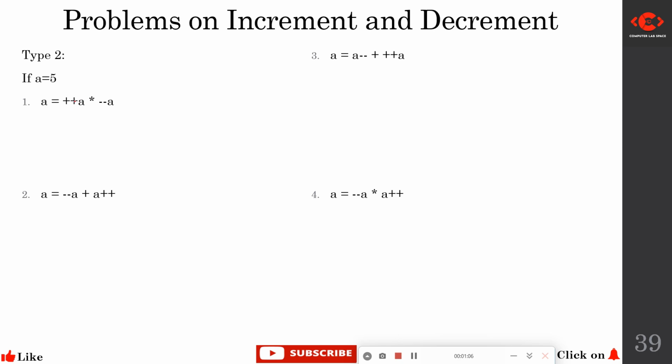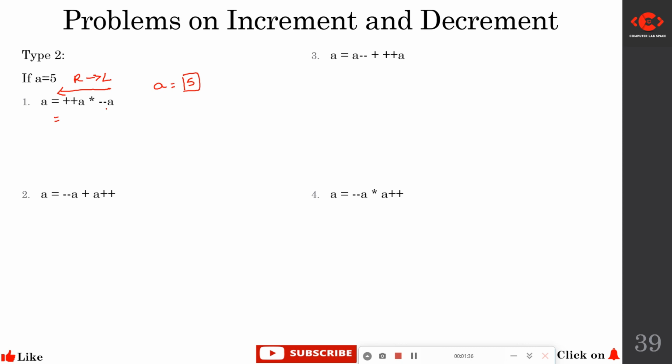So plus plus A, it is pre-increment and pre-decrement. Since it is pre-increment and pre-decrement, the associativity is from right to left. Now, A value I have taken 5. So from right we need to solve.